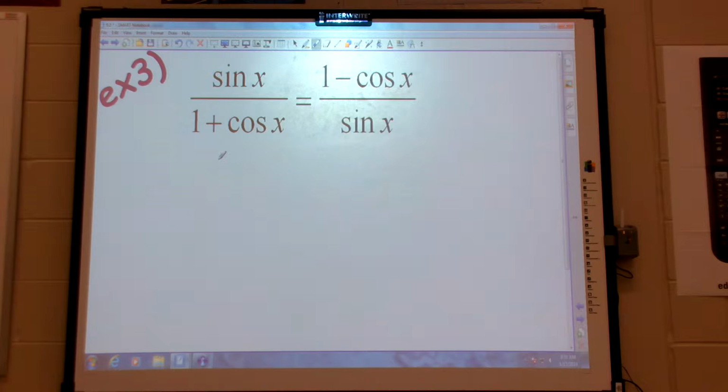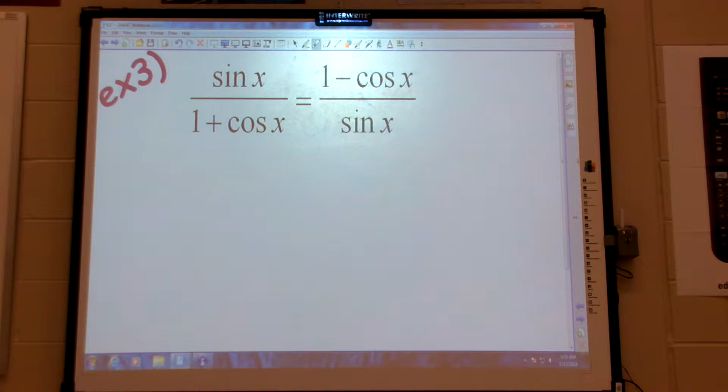Here's where a lot of people want to cross multiply, because they see a fraction equals a fraction. But you cannot work with both sides at a time. So that's a big no-no. And I have a lot of people that want to do this too: cancel, cancel. That's not true with an equation, but you can't work with both sides. So I need to pick a side.